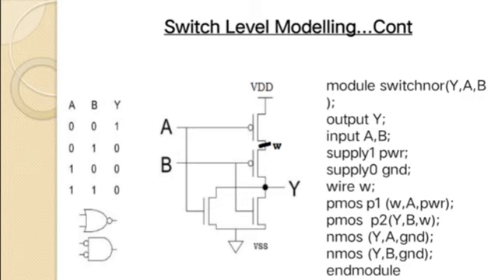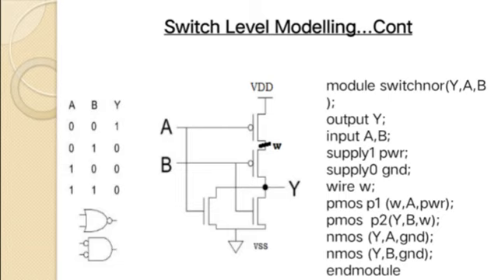The CMOS two-input NOR gate is described here. The inputs are A and B, the output is Y, and W is a wire, that is the connection between the two transistors. Then module switch NOR gate, where Y is the output and A, B are the inputs. Supply 1 is indicated by VDD, that is power supply PWR. PWR is a Verilog keyword, and supply 0 is indicated by VSS, that is ground.